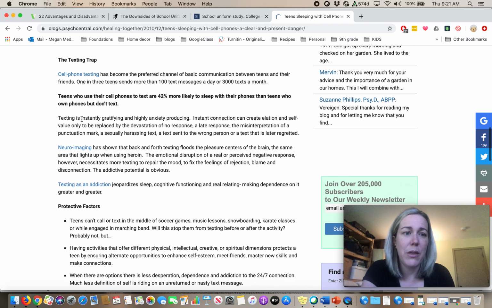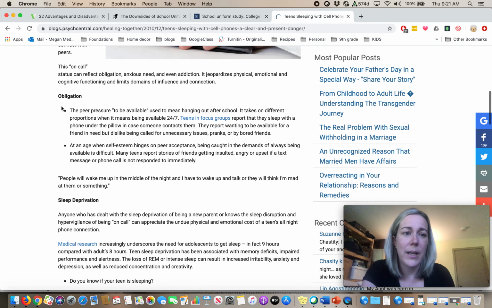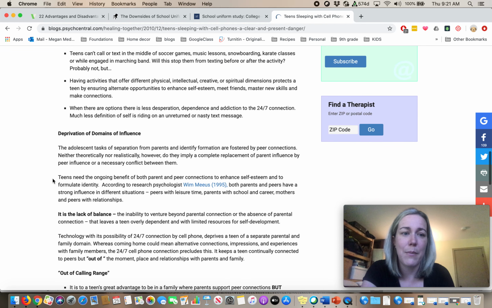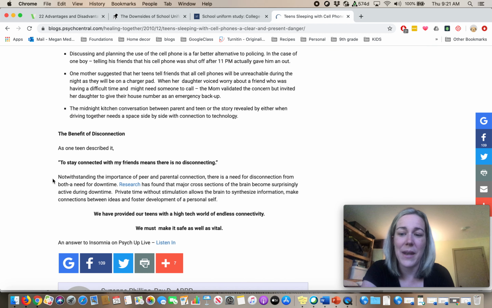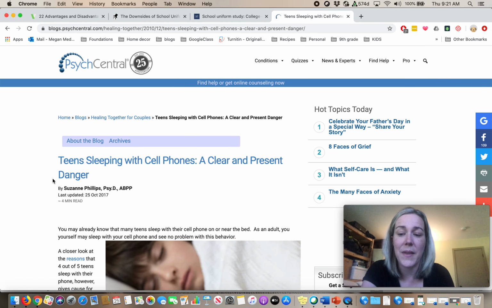And read through it. You can kind of see some of the key features of the article. It's broken into sections, one titled Obligation, Sleep Deprivation, the Texting Trap, Protective Factors, Deprivation of Domains of Influence, Out of Calling Range, Planning versus Policing, and the Benefit of Disconnection. So you can get a little sense of some of the topics that are talked about in the article, but if you want to get a full sense of what the article is about, I highly encourage you to go to this website and read through it so that the summary will really make sense. So go ahead and press pause here, go to the source, read it, and then play the rest of the video.